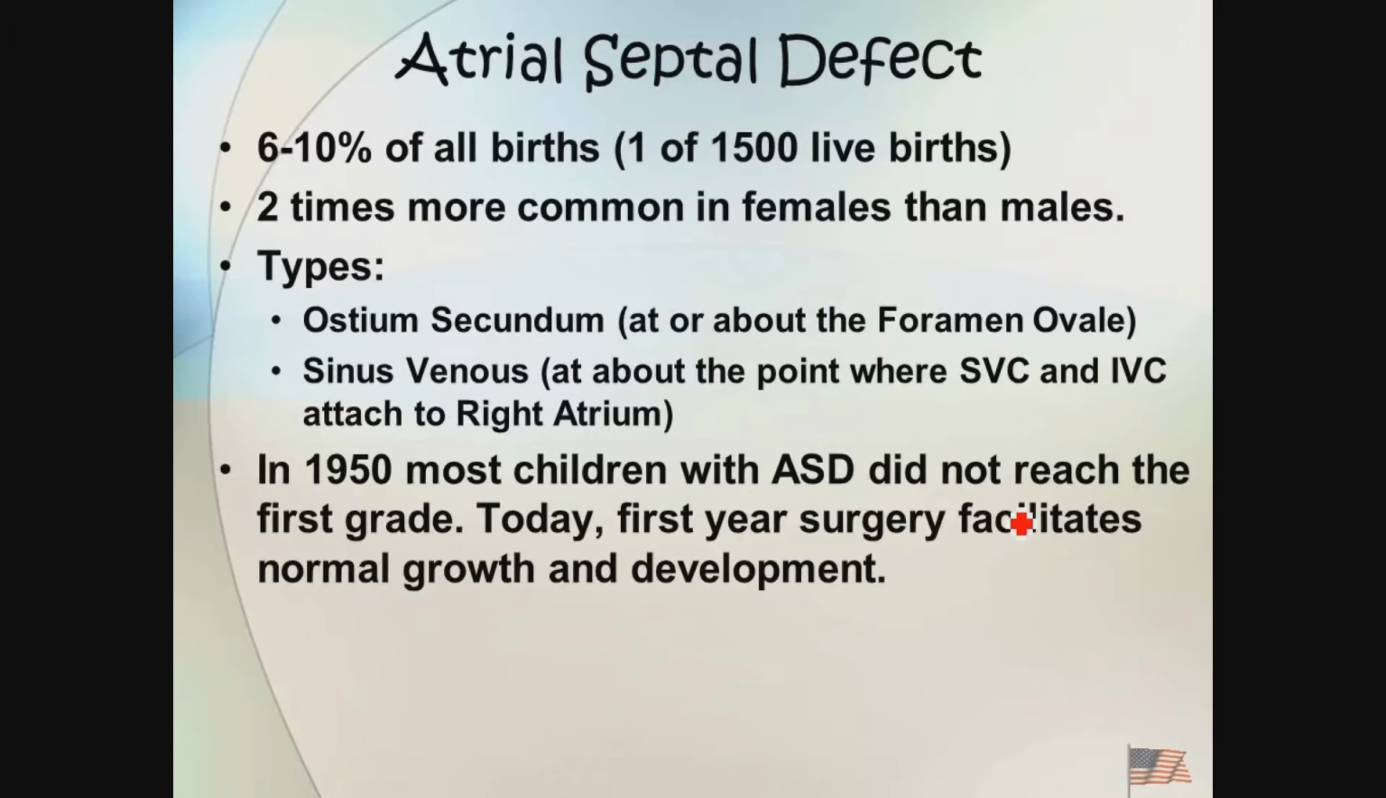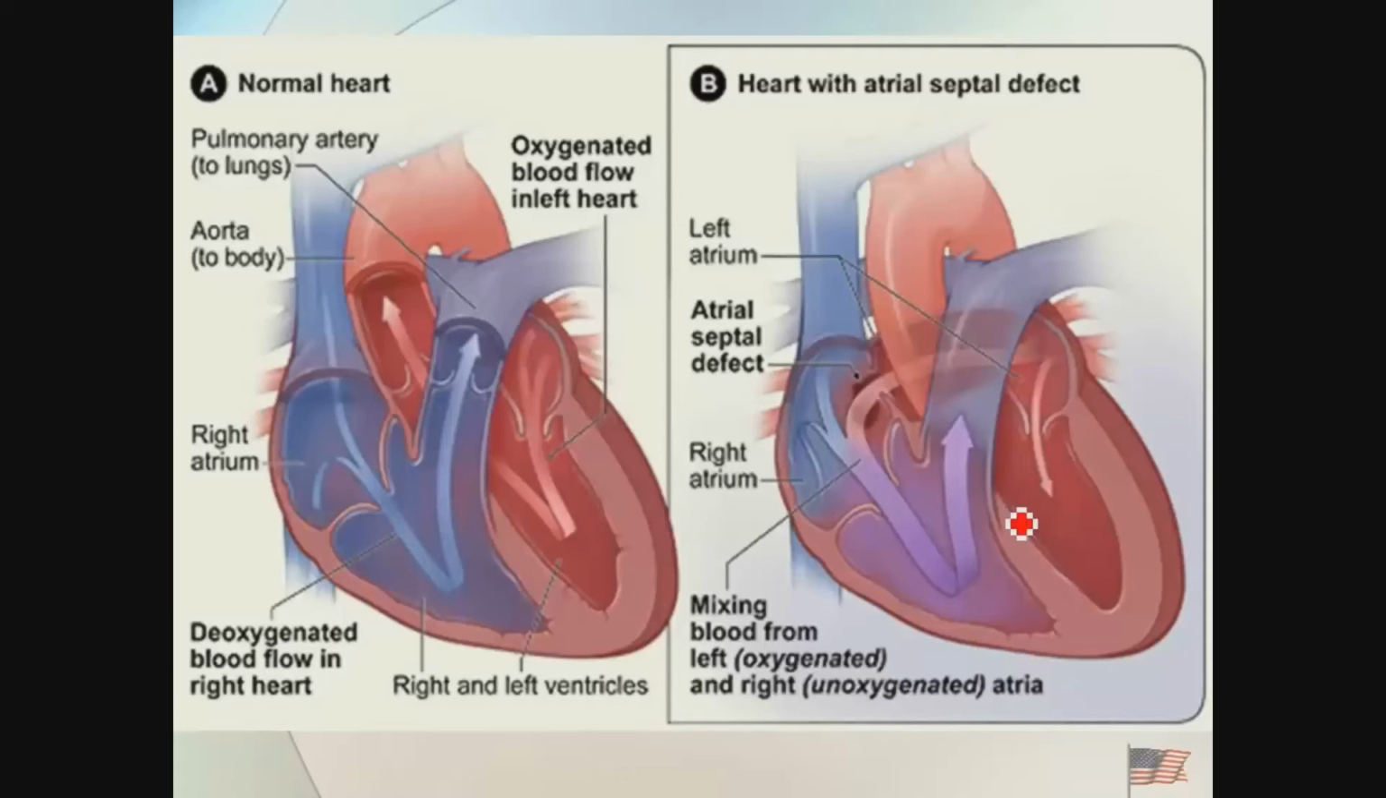60 years ago, they wouldn't have reached the first grade. Now, absolutely no issue with some surgical repair. And again, it depends on the size of the defect which is present. So here we see the normal heart where there is no connection between these two. Here we have an atrial septal defect, and this is depicting a left atrial pressure that is higher than the right atrial pressure. So blood flow moves from left to right. But again, depending upon which side is higher, it can go the opposite way also.